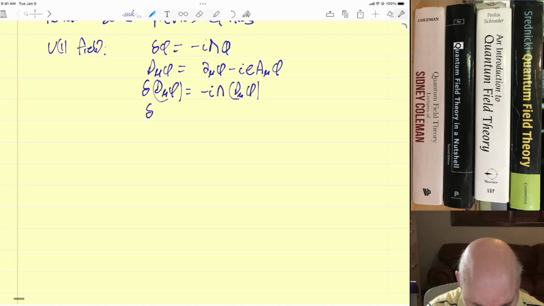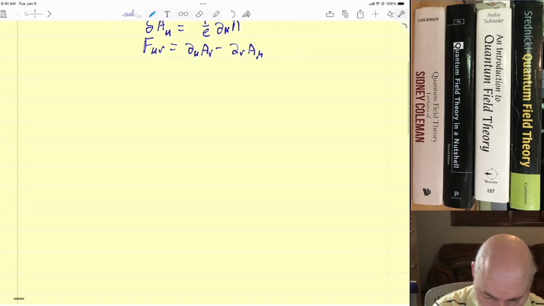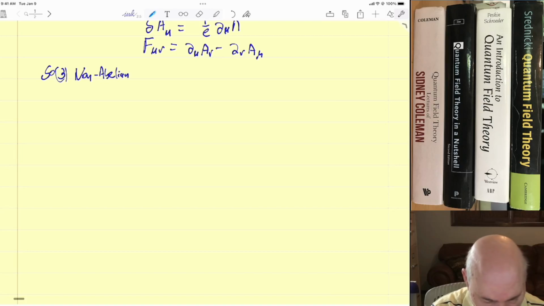And then we had our gauge field. How did that work? And it was just 1 over e, the partial of mu lambda. Then we had our field defined as F mu nu equal to the partial of mu A nu minus the partial nu A mu. So this is all basically electromagnetism. When we went to our SO3 non-abelian field, the equations were more interesting.